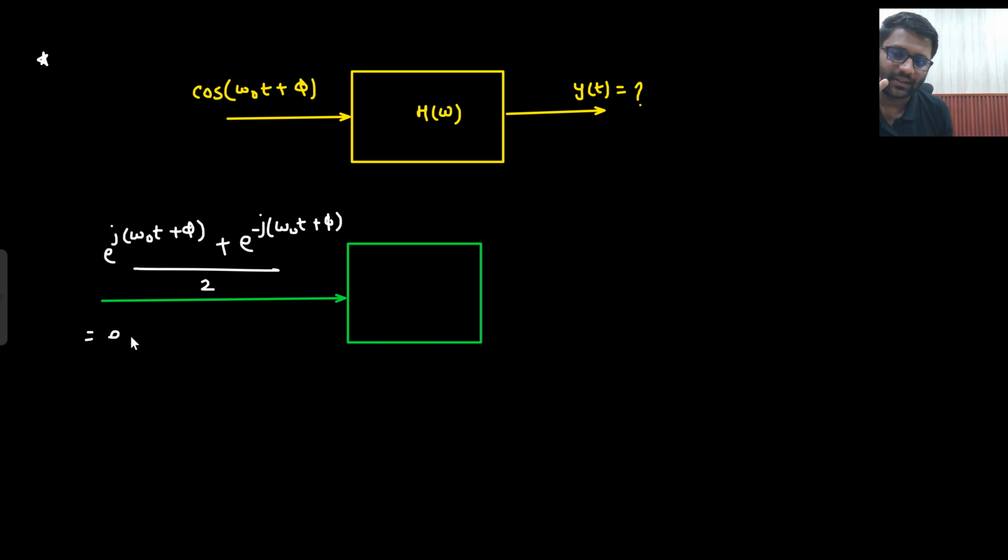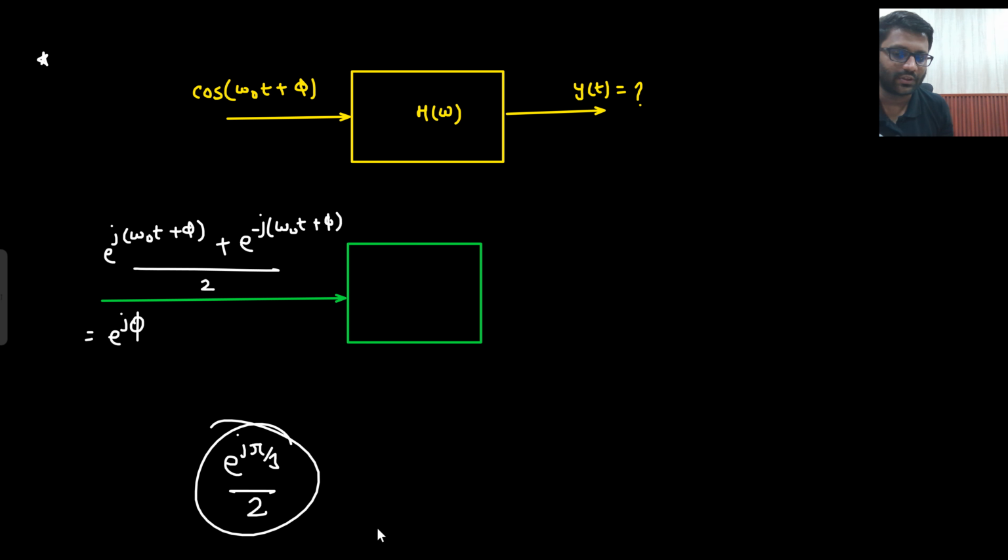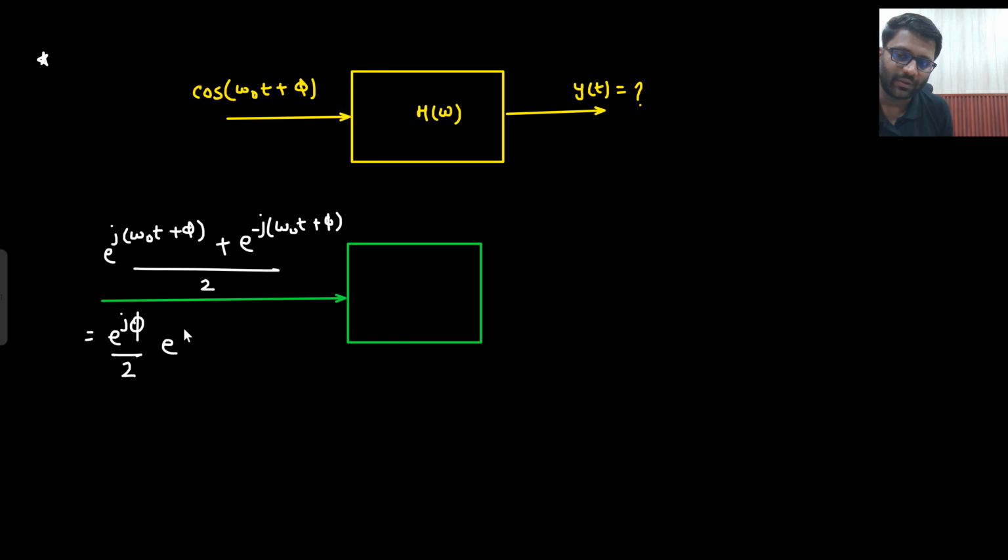This can be written with e to the power j phi, which will be a constant value, right? Let's just say e to the power j phi is pi by 3. This is not a function of t, so it will be a constant value divided by 2. So e to the power j phi divided by 2 times e to the power j omega naught t, plus e to the power minus j phi divided by 2 times e to the power minus j omega naught t, and here h of omega naught is there.